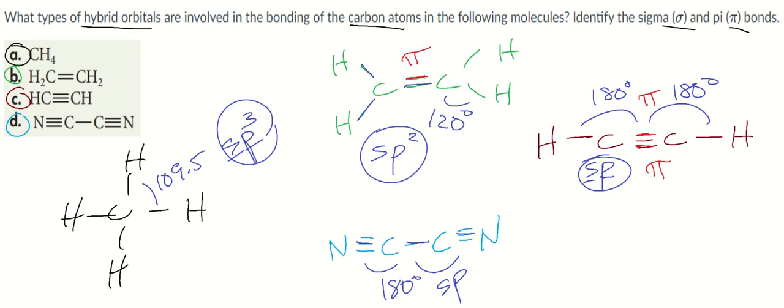And for the remaining, think of it this way: all single bonds are sigma bonds, and if you have a double or triple bond, those are going to be your pi bonds. So these are 4 pi bonds there. All the rest are sigma bonds.